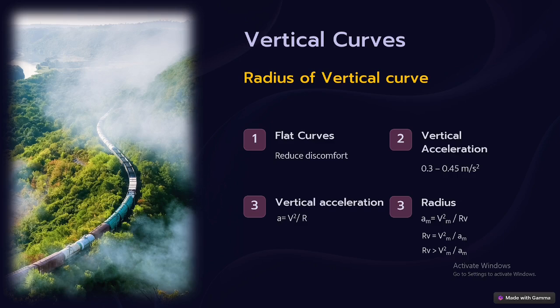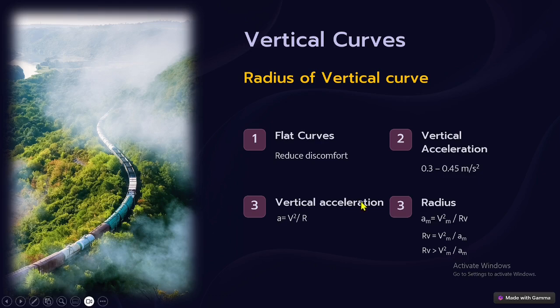Excess vertical acceleration will give more discomfort to the passenger. So as far as possible, in railways our vertical acceleration limit is set at 0.3 to 0.45. That means it should not be more than 0.45 meter per second squared. So for this condition, how much minimum radius we are supposed to provide is to be decided.